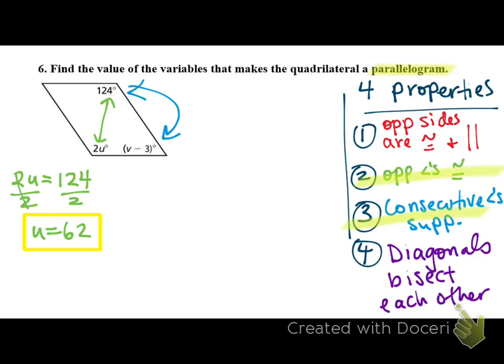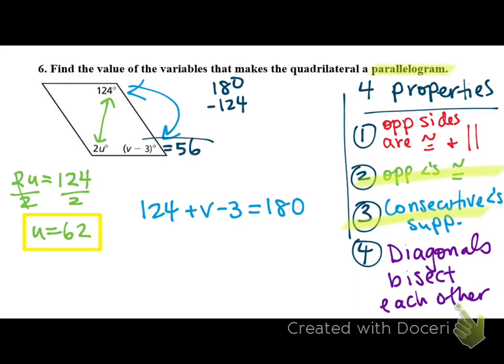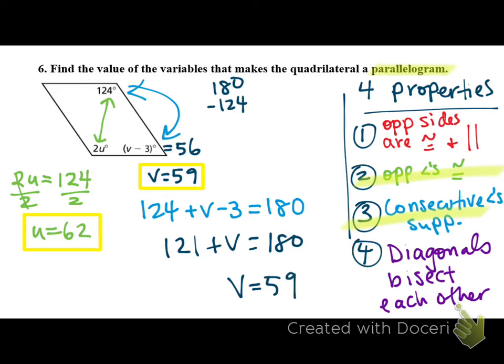So they're supplementary. Option 1 is the longer option: 124 plus V minus 3 will equal 180. You can solve it. Option 2, if this angle is 124, what's 180 minus 124? 56. So you could just set V minus 3 equal to 56. Either way you do it, you get V equals 59. Because this one you'd have 121 plus V equals 180. Subtract 121 and still V equals 59.